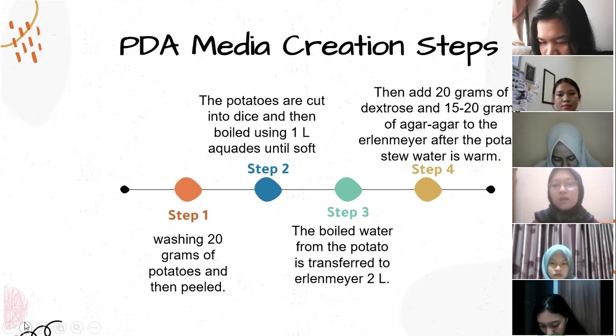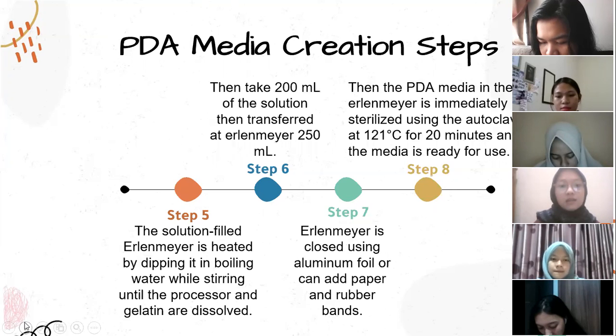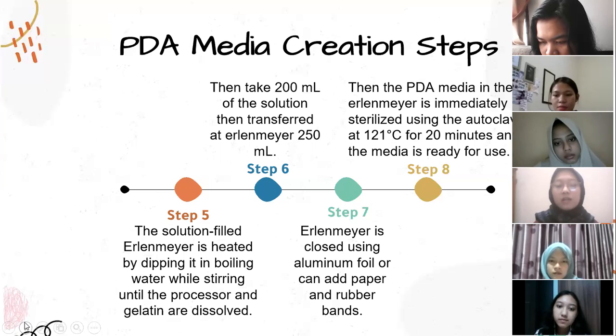After that, we can add 20 grams of dextrose and 20 grams of agar-agar to the Erlenmeyer after the potato stew water is warm. The next step is that the Erlenmeyer filled with the solution is heated by dipping it in boiling water while stirring until the dextrose and agar are dissolved. We can take 200 milliliters of the solution, then transfer it to a 250 milliliter Erlenmeyer.